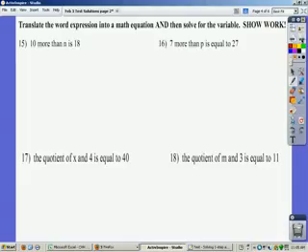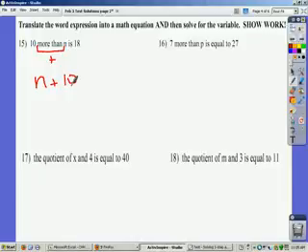Alright, I'm going to jump to what we call translating word expressions into a math equation. Now, this is a very, very basic word problem, even though it's really not a real-life word problem, but it's translating what the operations are. Okay, the very first one, 10 more than. So the question is, what operation is more than? Obviously, it is a plus. So 10 more than n. You start with some number n, and 10 more than that, you add 10 to it. That's what 10 more than n means.